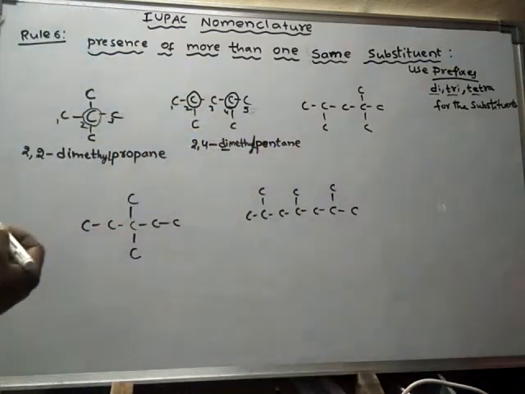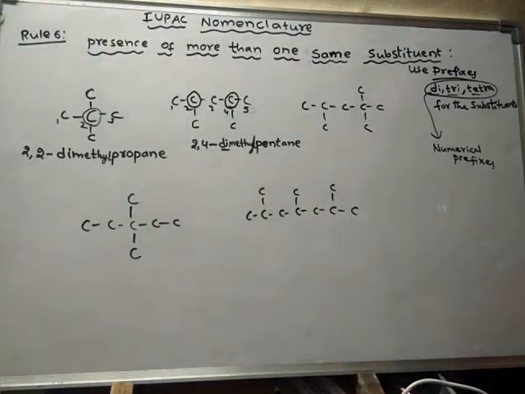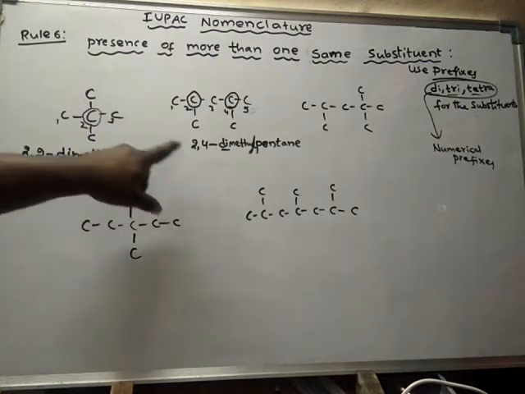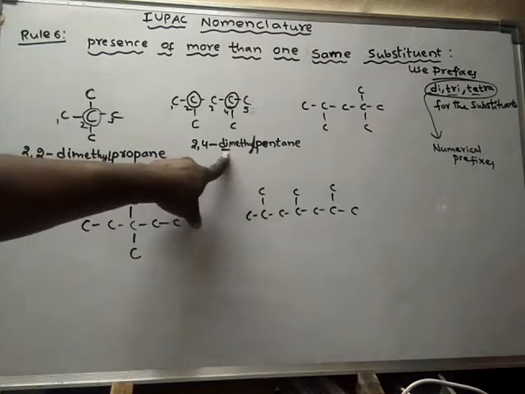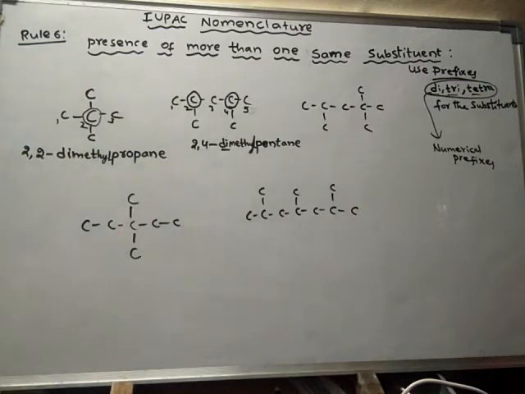Sorry, see, di, tri, tetra, etc. are called numerical prefixes. The other ones are called numbers. So these are numbers and these are numerical prefixes. If I write di, it is a numerical prefix. We call them numerical prefixes.